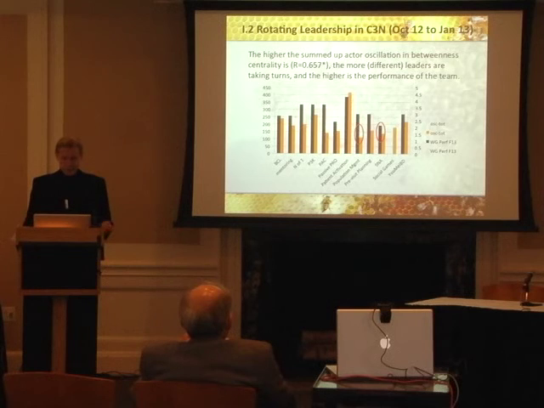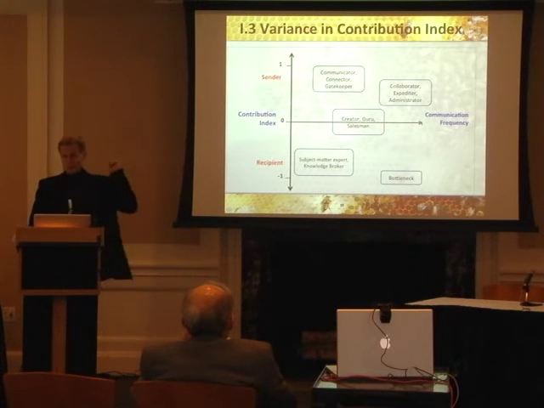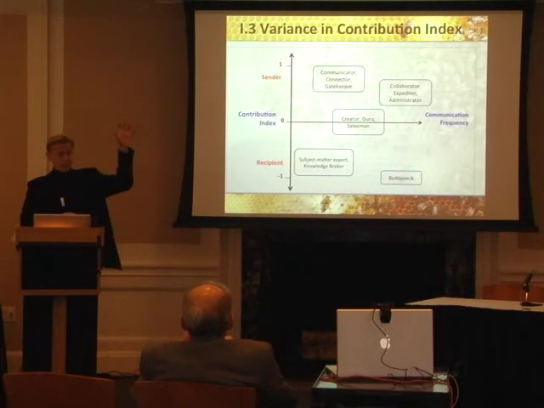The next one is the variance in the contribution index. This has now been applied over 10 years with many different teams. On this axis here, on the x-axis, it's the number of, let's think about email, but it doesn't matter whether it's email, social metric badges, blog post, and so on. Sent plus received, that's the x-axis. And the y-axis is how much of a sender you are. If you only send, you're at the top. If you only receive, you are at the bottom.